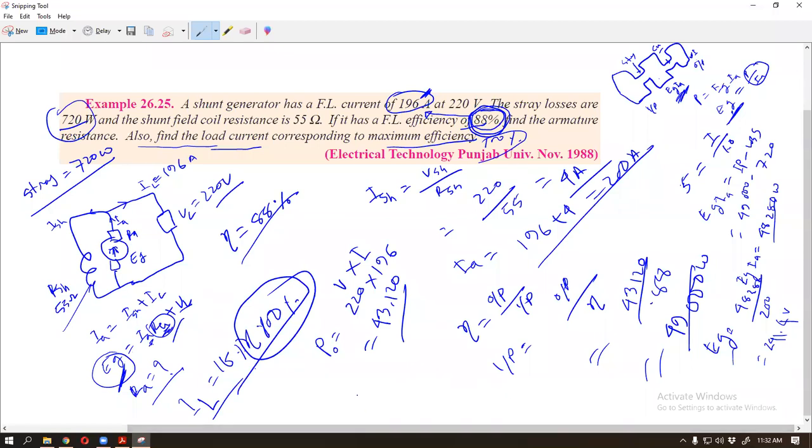Now you calculate Ra. Yes, sir. You can calculate Ra because you have the Ea value and you have the value of Ia.